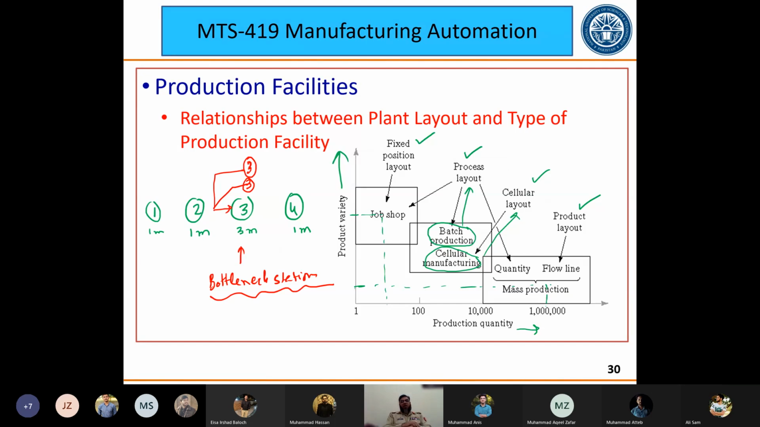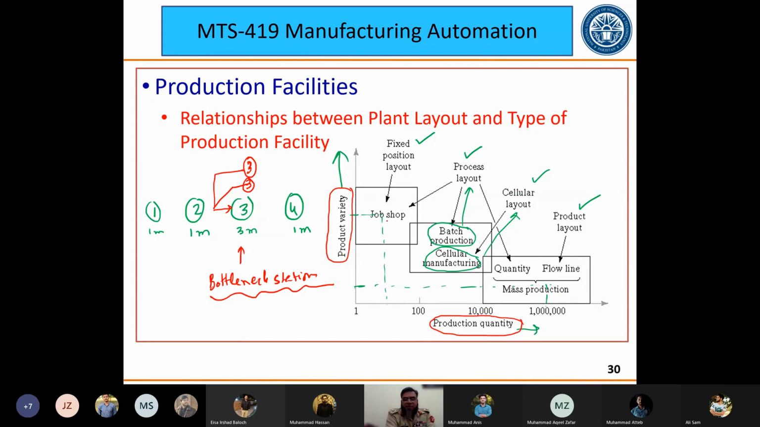Now I need you to concentrate on this. We have already seen this diagram जिसमें कि we use the product production quantity, हम product की variety और production quantity के ऊपर एक ग्राफ बनाते होते हैं.